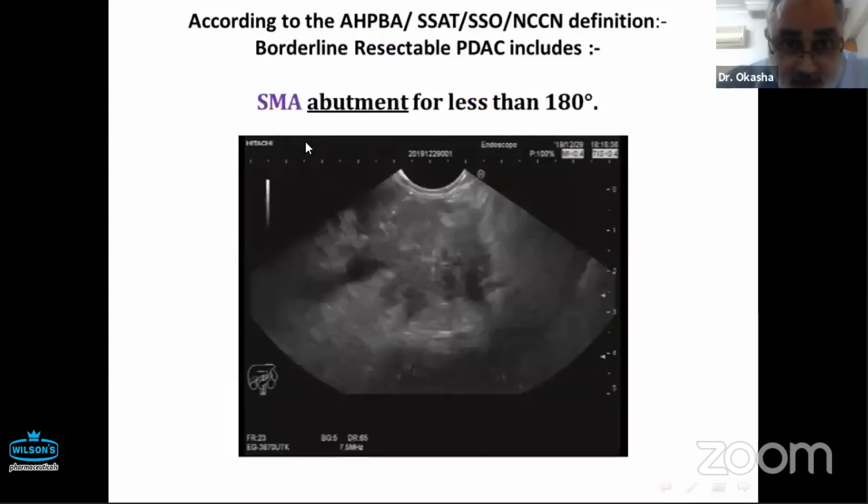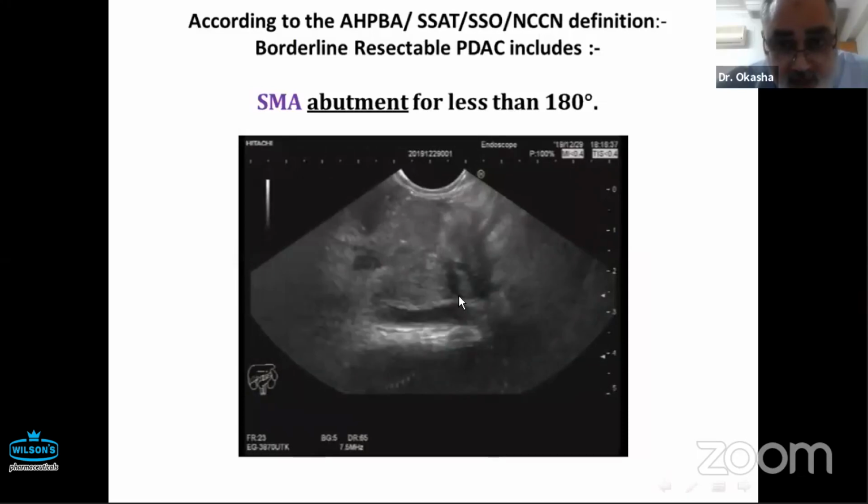This is abutment of the superior mesenteric vein. Abutment is involvement for less than 180 degrees. This is a large, very nicely seen, pancreatic body mass. And here, this is the superior mesenteric artery arising from the aorta. This is the abdominal aorta as seen by the linear echo endoscope while in the stomach, subcardial. And this is the origin of the superior mesenteric artery. And above it will be the origin of the celiac axis.